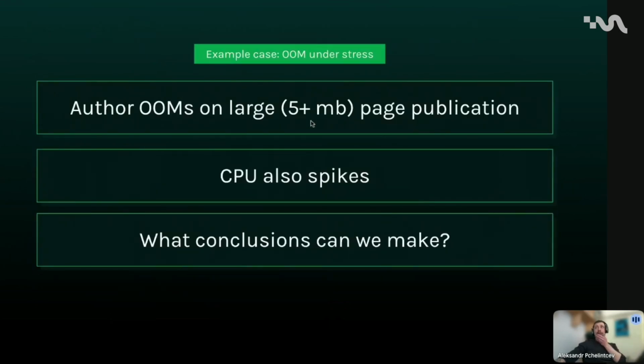However, let's take a look at the actual problem case that we encountered some months ago with a partner reporting out-of-memory issues on a project involving publication of some heavy pages, 5 megabytes plus in size and such. What was happening is the instance was running out of memory when a handful of such pages were attempted to be published. CPU was spiking. And it seemed pretty clear what to do and why it was happening, and especially what we should conclude.